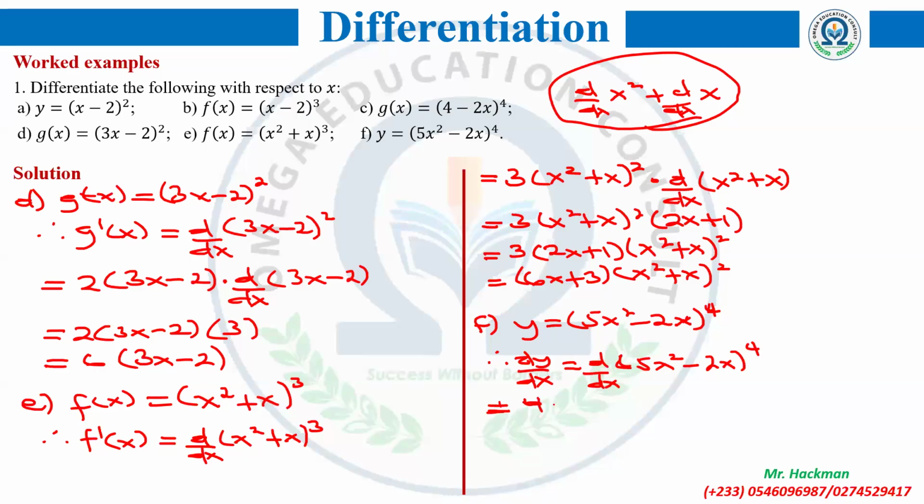Keep your function, which is the 5x squared minus 2x. Then reduce the exponent by 1. 4 minus 1 will give us 3. But that's not all, times d/dx of the function. So my d/dx of the function that you are raising to the power, so 5x squared minus 2x.